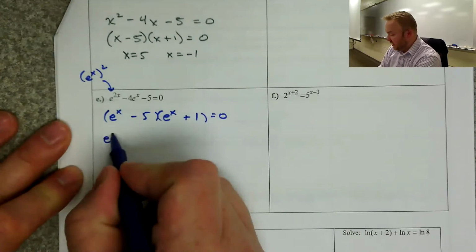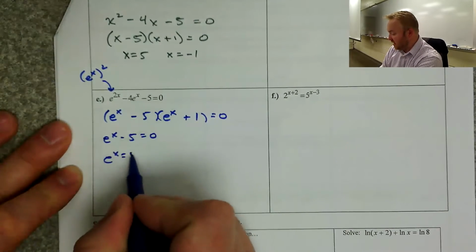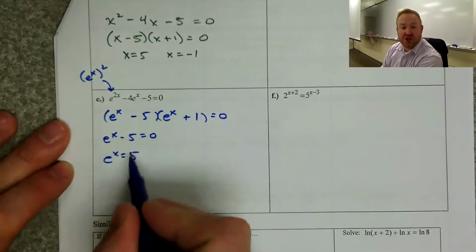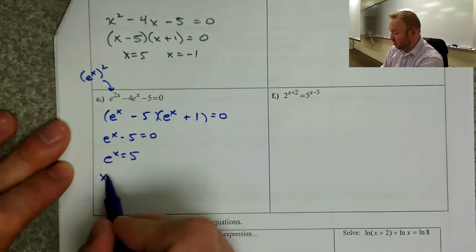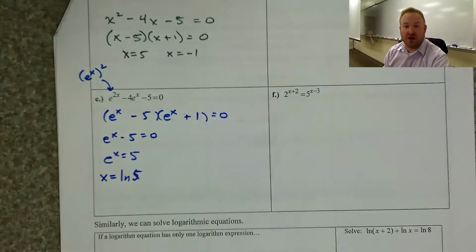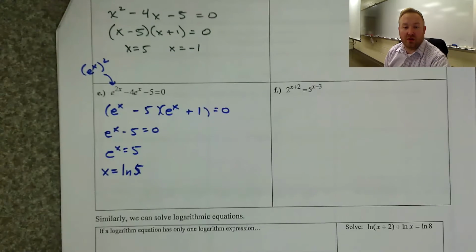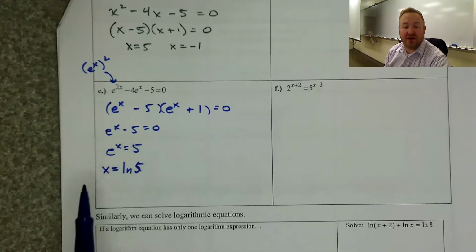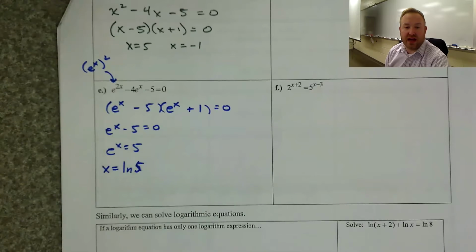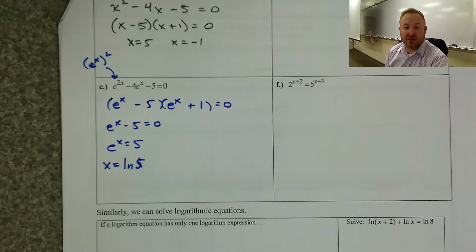All right. Now we just set each of these factors equal to 0 and solve them. So if e to the x minus 5 equals 0, that means e to the x equals 5. And if I change this equation into logarithmic form, I get that x is the natural log of 5, just changing this exponential form into logarithmic form. e to the x equals 5 means x equals natural log of 5. Remember, the log will equal the exponent, and the exponent was x.